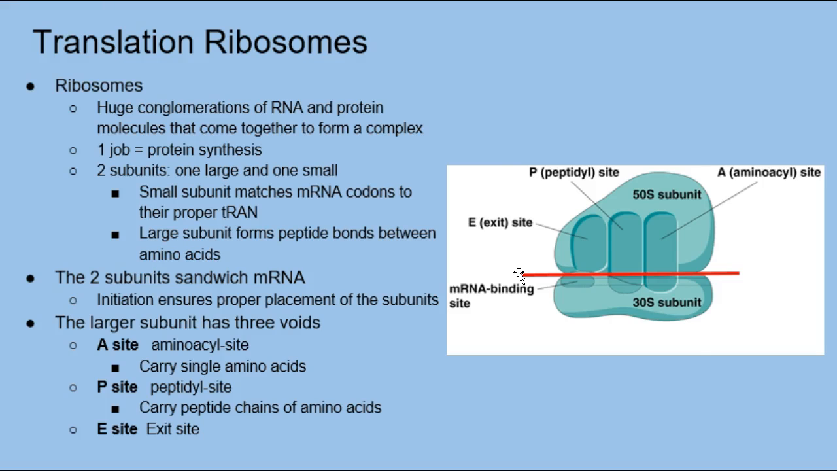The larger subunit has 3 voids, which is shown on the picture on the right, which has an A site, a P site, and an E site. The A site is the aminoacyl site, which carries single amino acids. The P site, or the peptidyl site, carries peptide chains of amino acids, and the E site is the exit site.